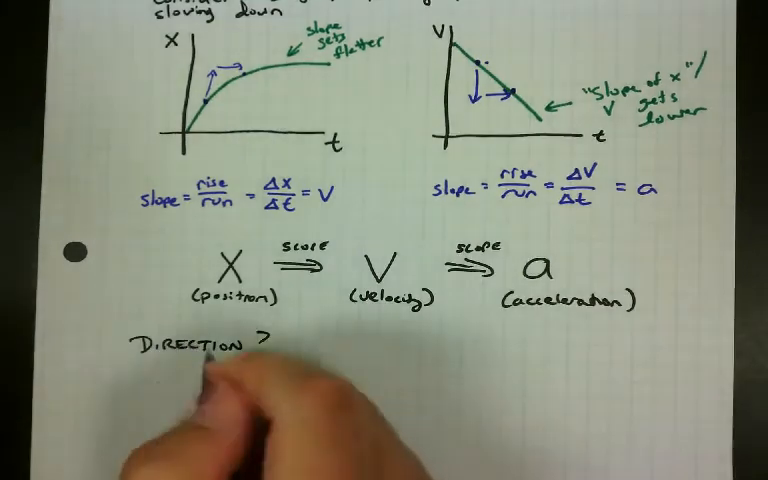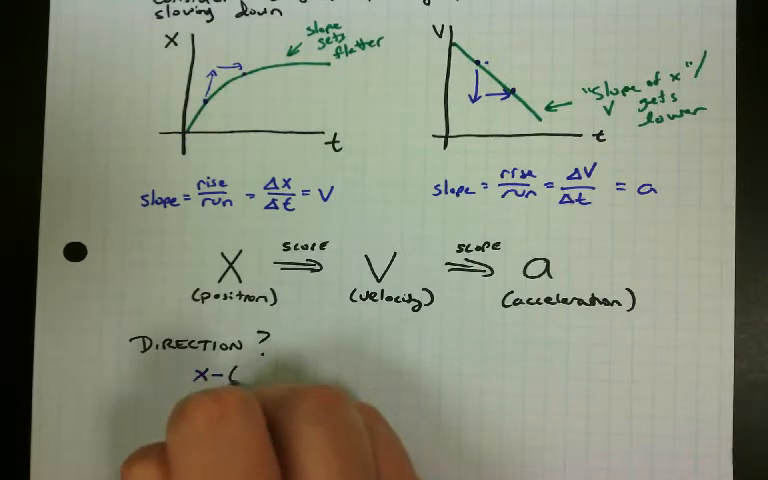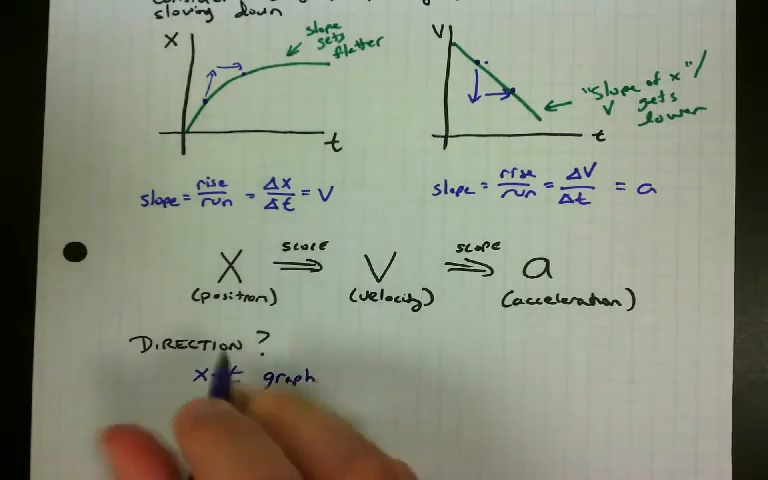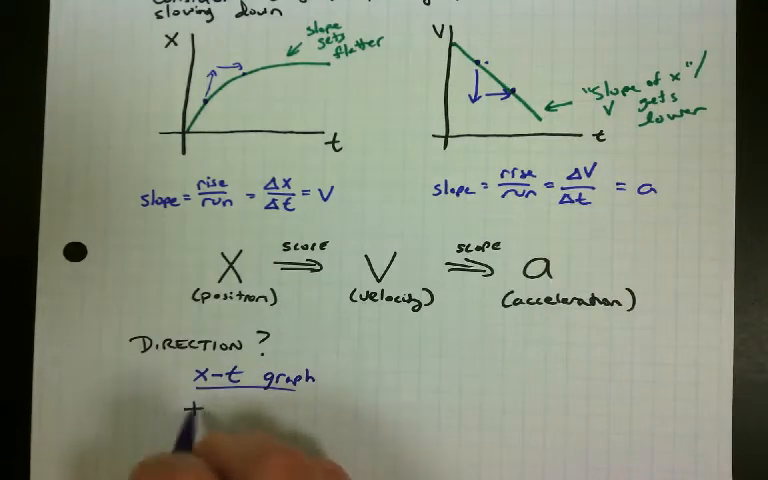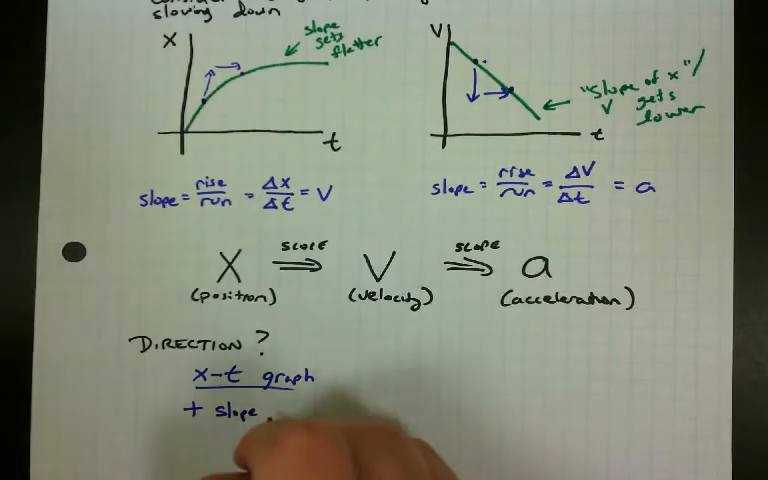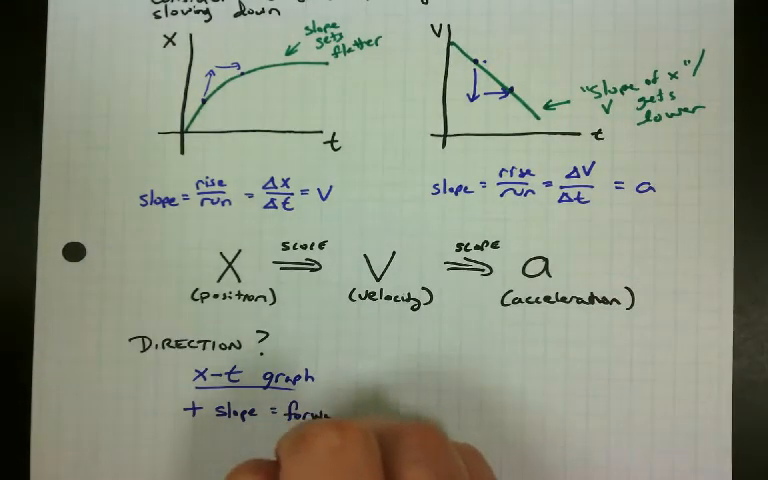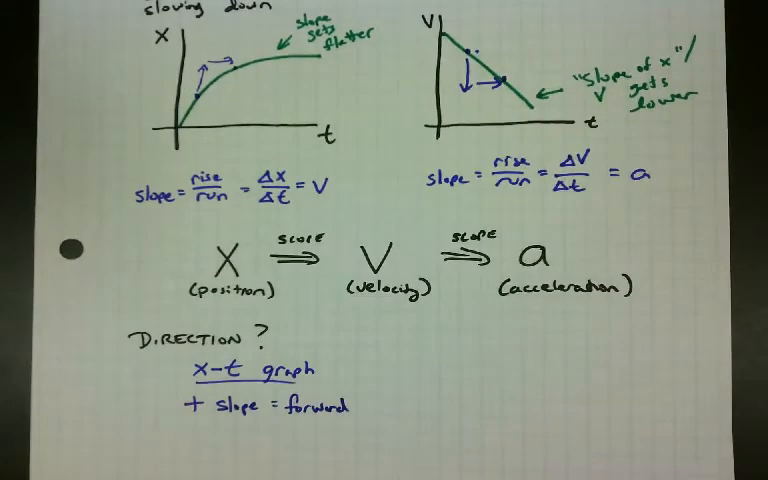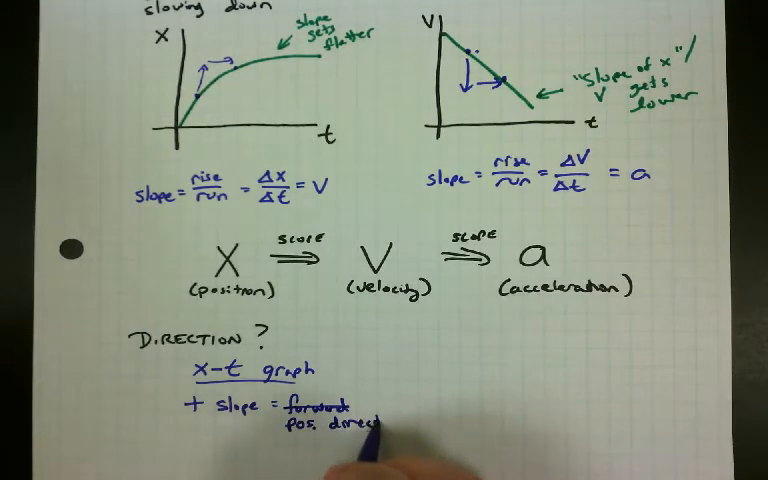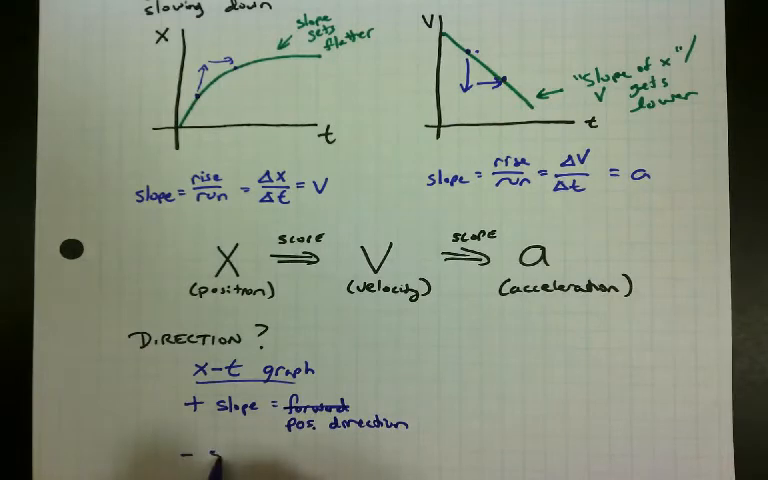So in a position graph, which I'm going to abbreviate as x, a position time, xt, a position time graph, the direction is given by the slope. So a positive slope would mean I'm going in the positive direction or forward. I say forward, but I really just mean the positive direction, right? Maybe I should say it this way. Positive slope means a positive direction. And a negative slope is going to mean a negative direction.